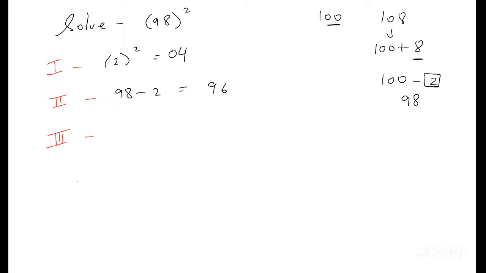The answer becomes 9604. This is the left side of the answer and the right side of the answer. Yes, those are correct. 9604. So hope you got what we do if the value is lesser than 100. If the base is still 100, then we just subtract how much it's less than 100. That will become our deviation.